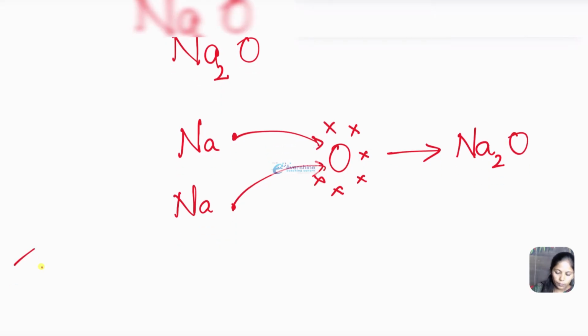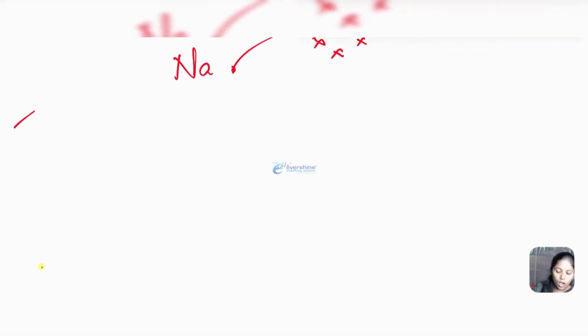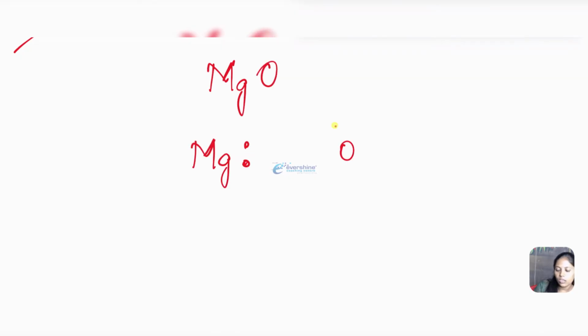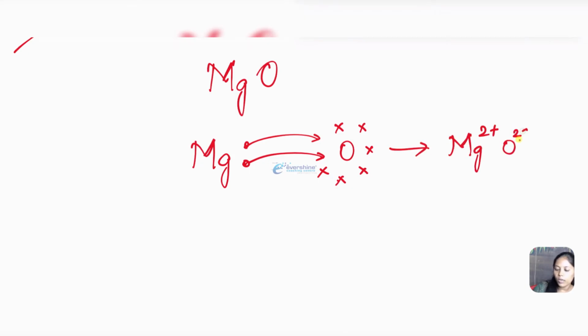And then they'll ask you how magnesium oxide, MgO, is formed. Magnesium has 2 valence electrons. Oxygen has 6 valence electrons. So 2 electrons from magnesium are transferred to oxygen and it will form Mg2+ and O2-, which combine and form MgO. This is how magnesium oxide is formed.